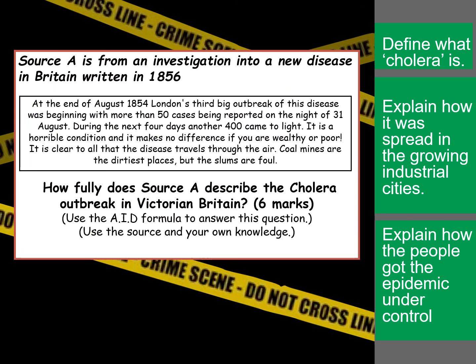So, your upload task for this week. We're going to try a how fully skills question about cholera. Now, remember, you've done these questions before. You use the acronym to help you answer the question. So you read the source and you are looking for 3 things that the source tells you about cholera and 3 things that you now know, based on this lesson, that the source doesn't tell you, that you can fill in with more information about it.